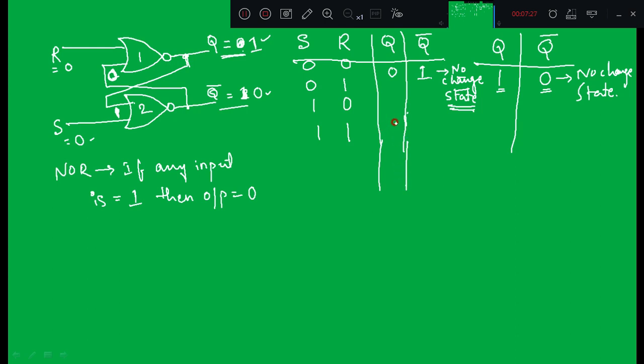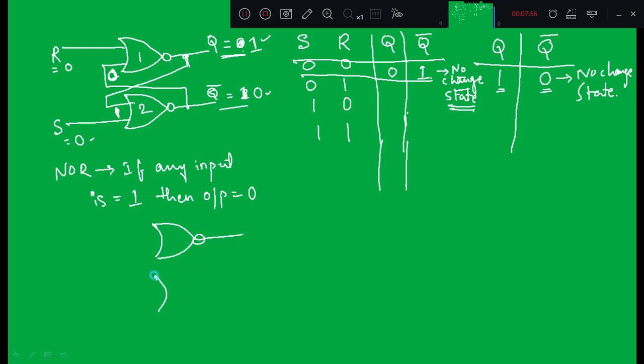I hope you understood the first row. When S is equal to 0 and R is equal to 0, the output of the latch does not change. Later we will again discuss the SR flip-flop, in which the output also does not change when S is equal to 0 and R is equal to 0. Next, we will see when S is equal to 0 and R is equal to 1.